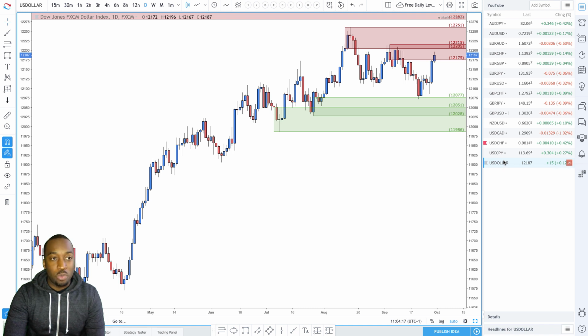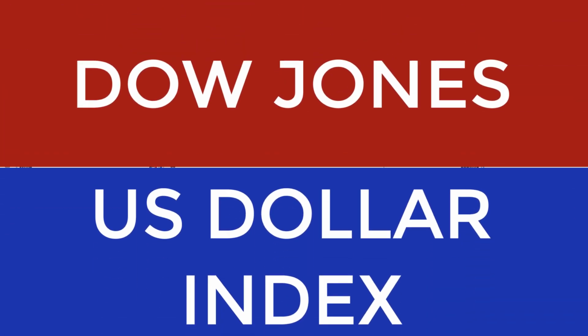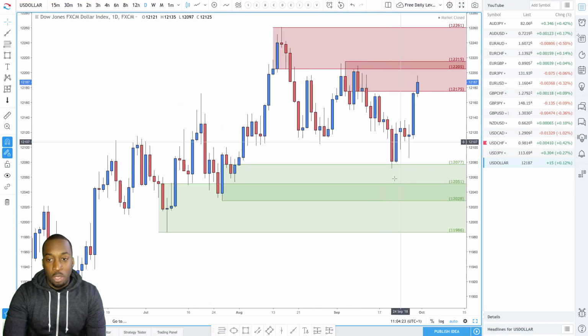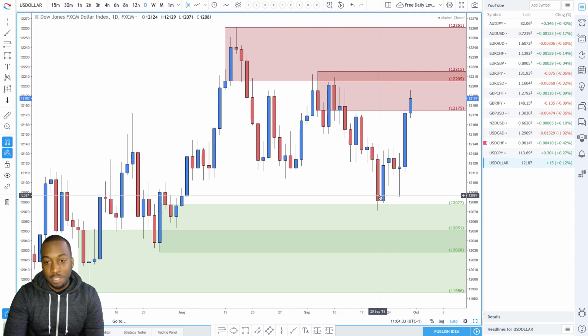So as we do every week, we start off on the Dow Jones Dollar Index, right? And this week, from last week anyway, we did get a bounce off this demand zone here. And as you know, I've been bullish on the dollar pretty much all year, and I will continue to stay bullish on the dollar until fundamentals pretty much change.